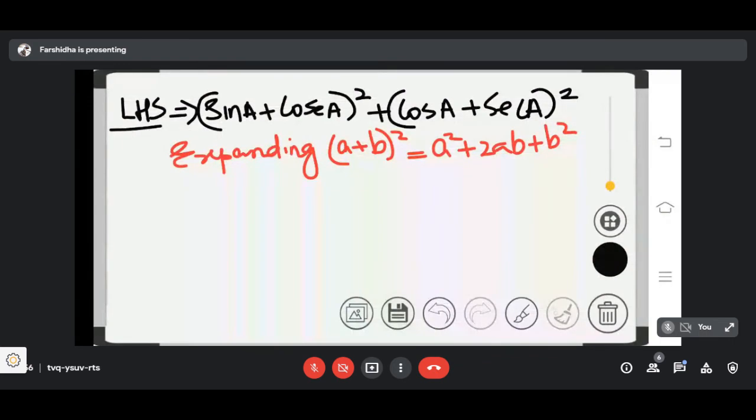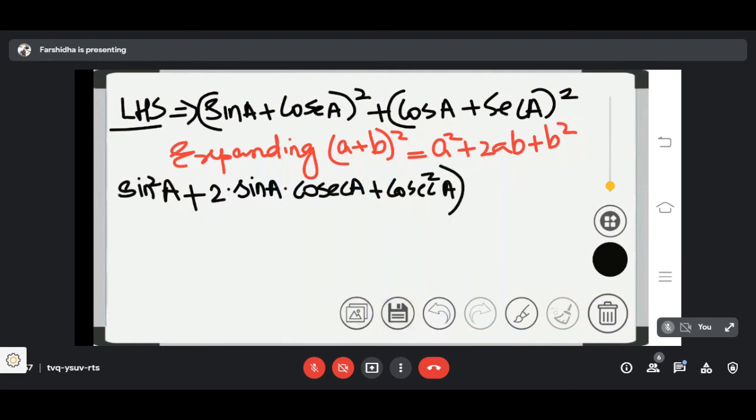Okay, first one is sin A plus cosec A whole square. Here a is sin, b is cosec. So when I expand it in the form of a square plus 2ab plus b square, it will be sin square A, that is a square, plus 2ab, that means 2 into sin A into cosec A, plus b square. B is cosec, so cosec square A. This is the first one.